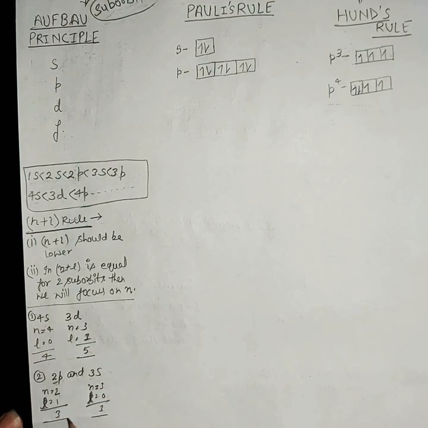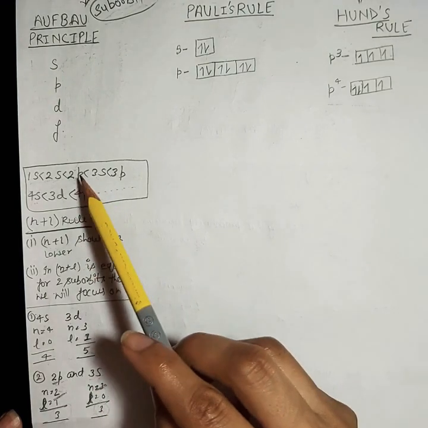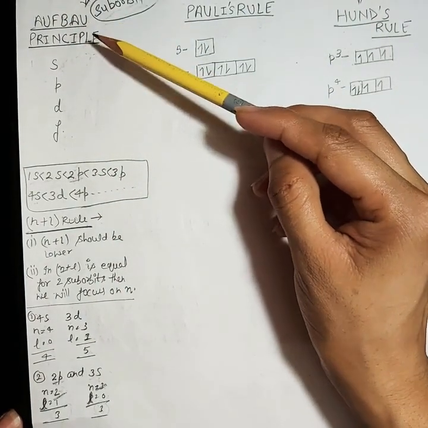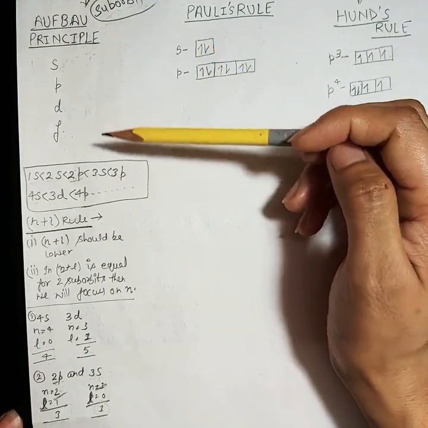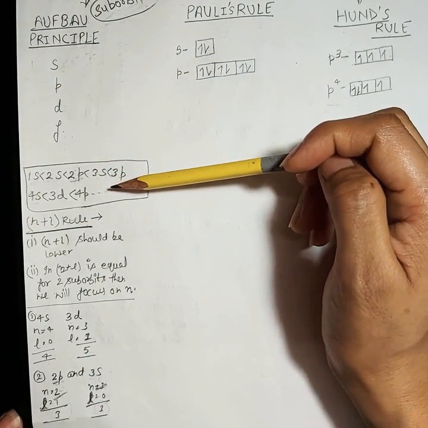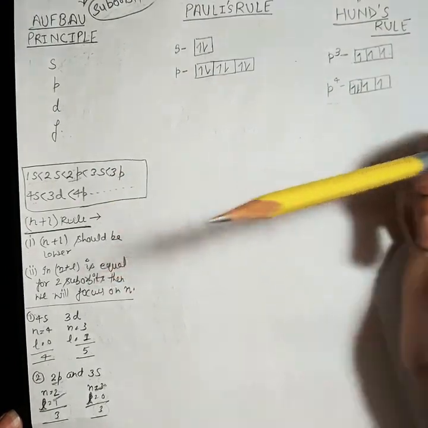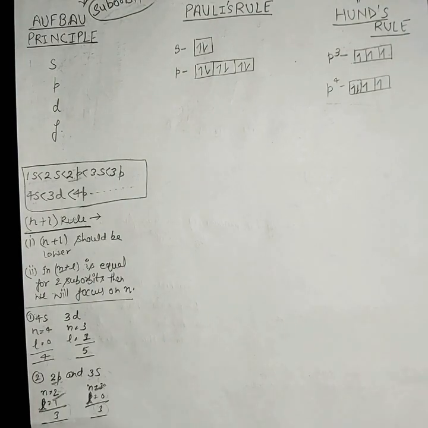As you can see, the value of n plus l is equal for both suborbits. So in this case we'll focus on the value of n. For 2p, n equals 2, which is less than 3s. So in this case 2p will fill first, then 3s. That's why 2p is present before 3s. So this is the Aufbau principle, which tells about the filling of electrons in suborbits. Electrons will always fill in increasing order of energy, and you can calculate the energy by using the n plus l rule. Now we'll talk about Pauli's rule.